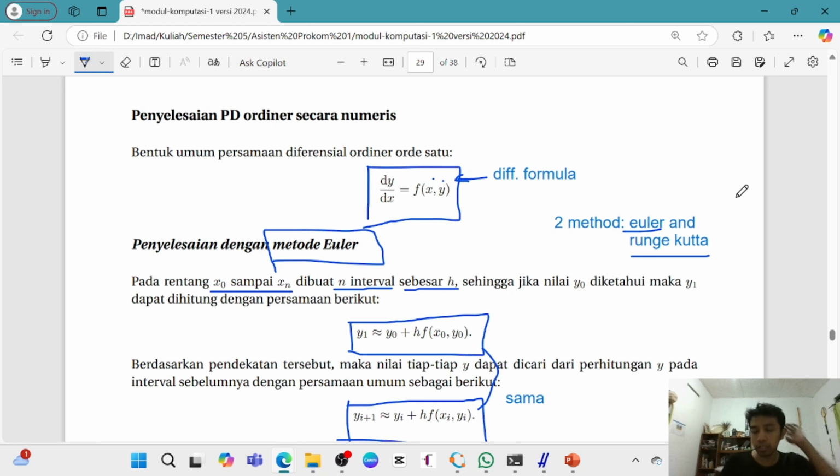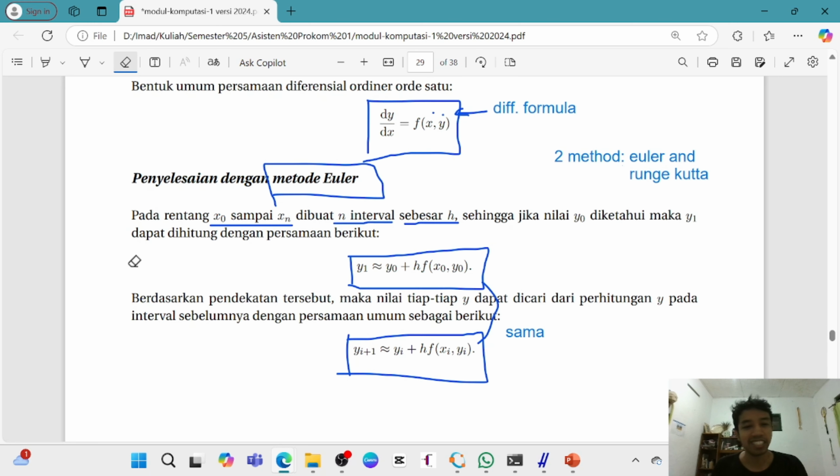And in this module we have two methods, the Euler and Runge-Kutta. The Euler method is the simple one, then the Runge-Kutta is a little bit more complex. Okay, now we jump into the Euler.